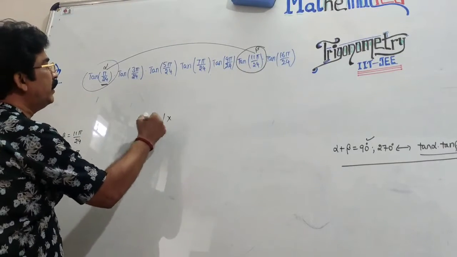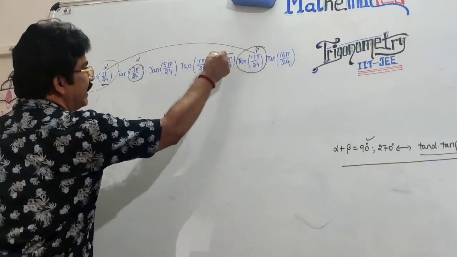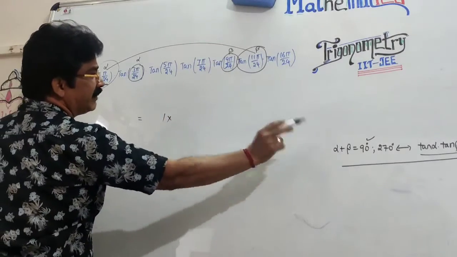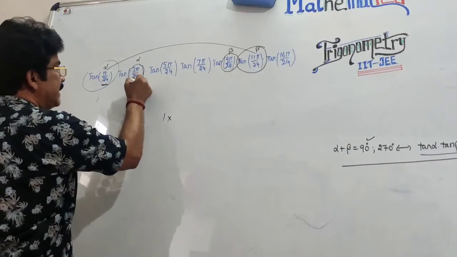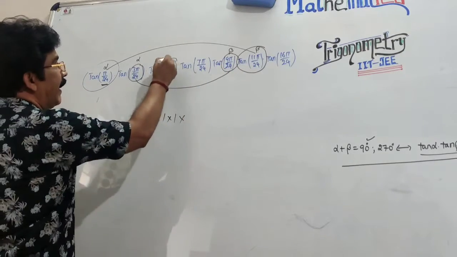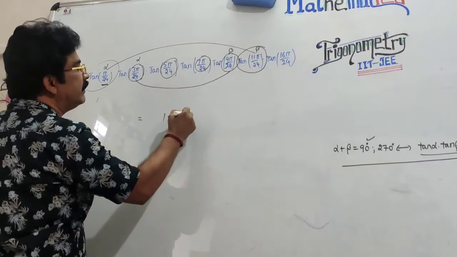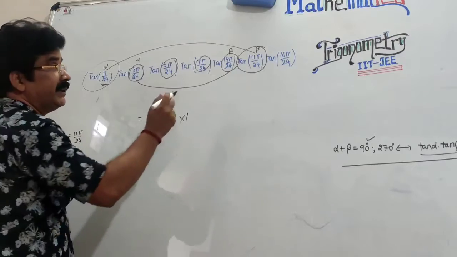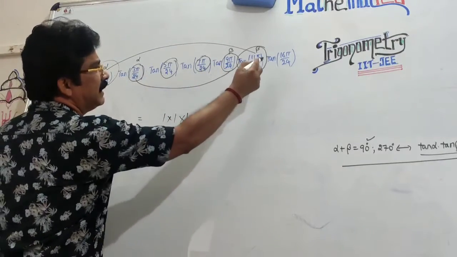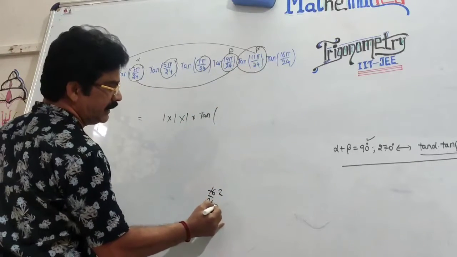Similarly, let it be alpha, and the next 9 is beta. Here alpha plus beta is equal to the same 90 degrees. Therefore, this product is also 1. Similarly, alpha plus beta here is also 90, so tan alpha into tan beta is equal to 1. Then it remains only one value, that is tan of 16 by 24.